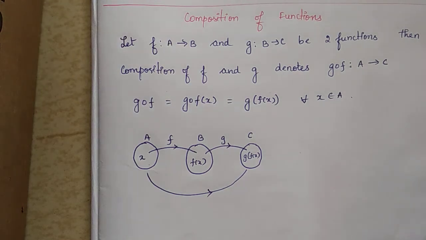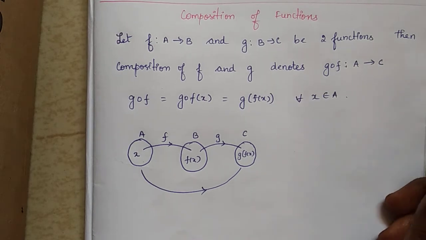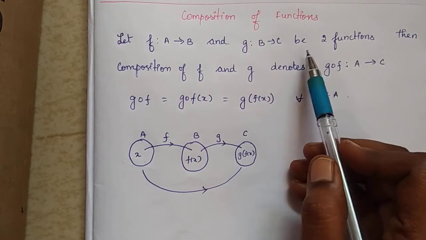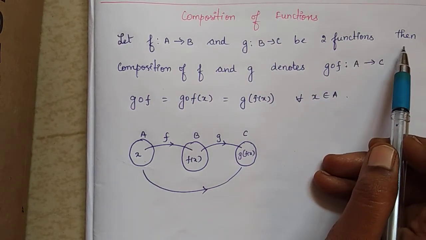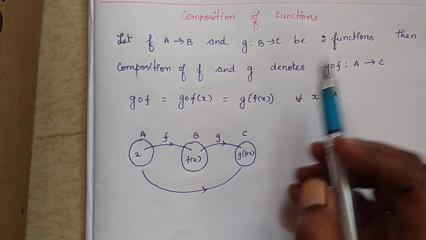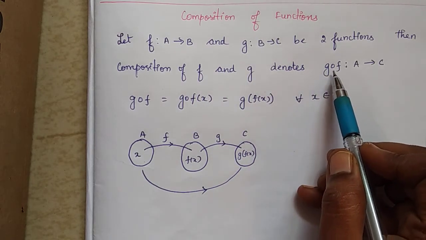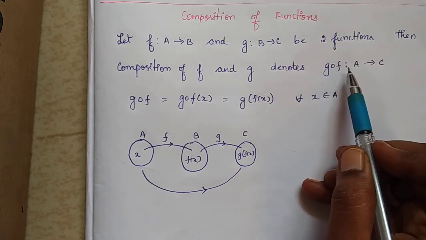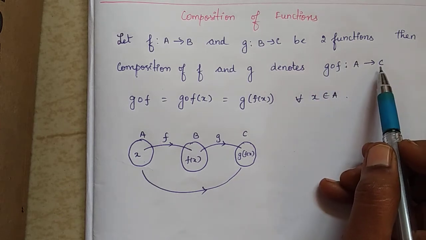The next topic which we are going to discuss is composition of functions. Composition means combining two functions. Now let f from A to B and g from B to C be two functions. Then the composition of f and g is denoted by g of f, from A to C.